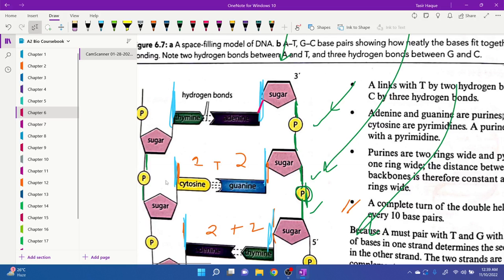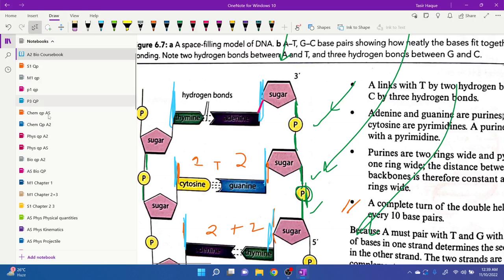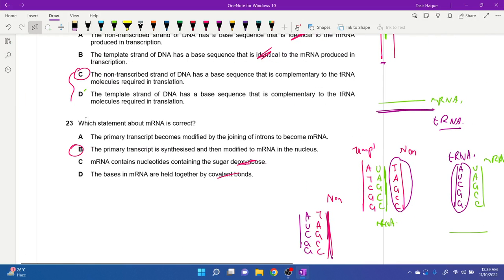The bases are attached to sugars by covalent bonds. But mRNA itself has phosphodiester bonds in between. So B is the best answer, that's true. mRNA contains nucleotides. C is wrong and A is wrong. The bases in mRNA are held together by covalent bonds.